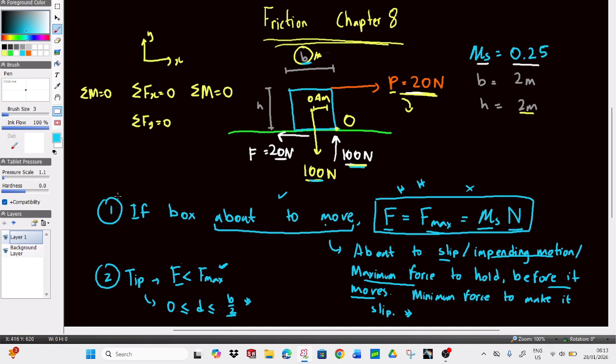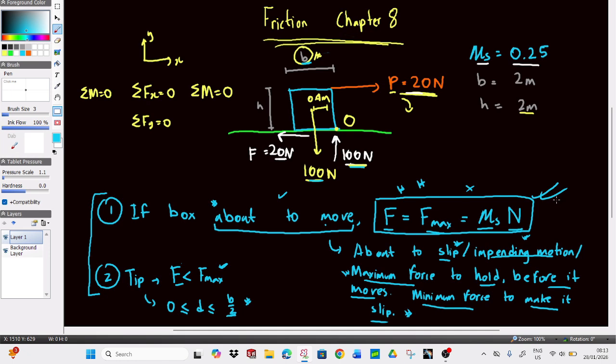Alright, basically it involves following two assumptions if it's not explicitly stated. And if the question, like I said, explicitly states the box is about to move, and they use phrases like about to slip, impending motion, maximum force to hold the object before it moves, minimum force to make it slip, then we already know the box is about to move. We'll always go with the first assumption and it should be no problem.